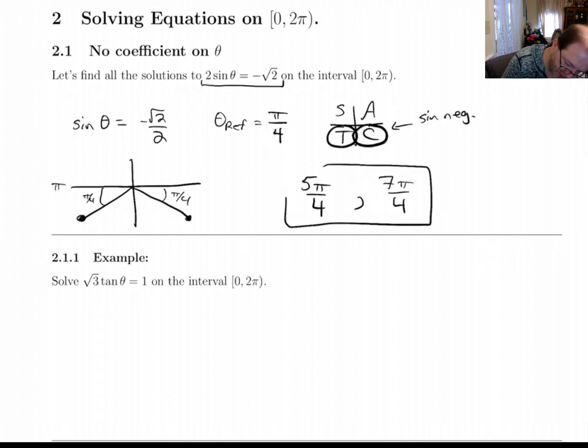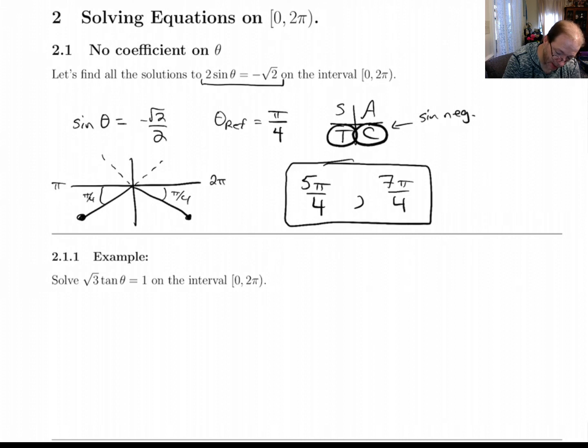Okay, how do you get 7 pi over 4? Well, you can count around. You can count around and say this is 0, 1 pi over 4, 2 pi over 4, 3, 4, 5, 6, 7 pi over 4. Another way you could do it is you could say a full revolution is 2 pi, and you could do 2 pi minus pi over 4, and that would also give you this. And since it's just asking for the solutions on 0 to 2 pi, we don't want to add the 2 pi in on this. No need to.